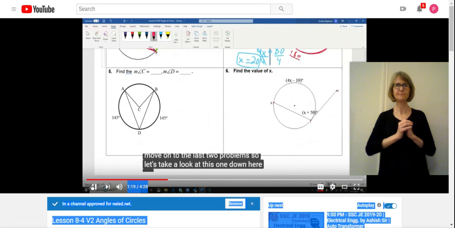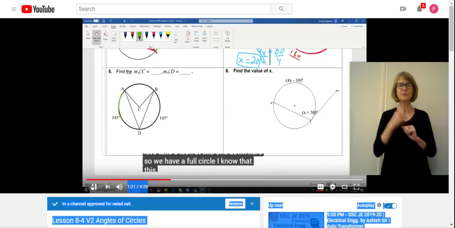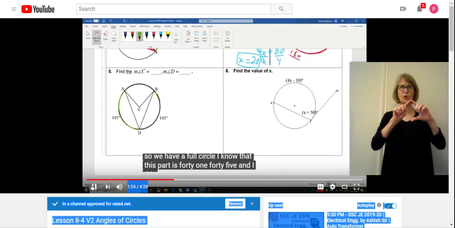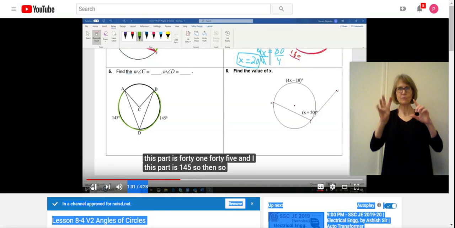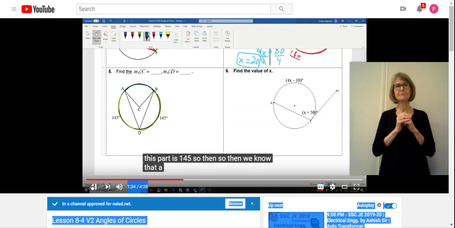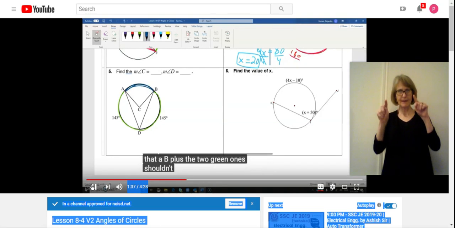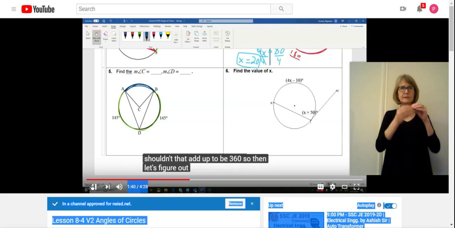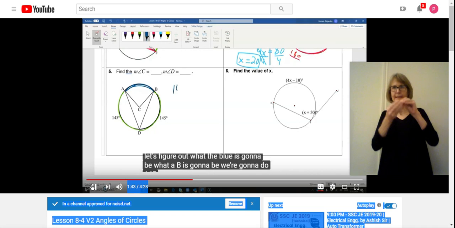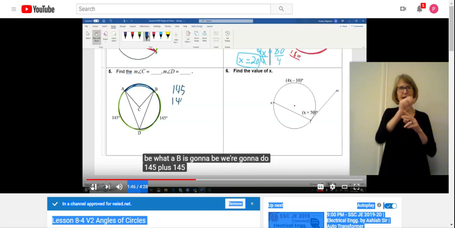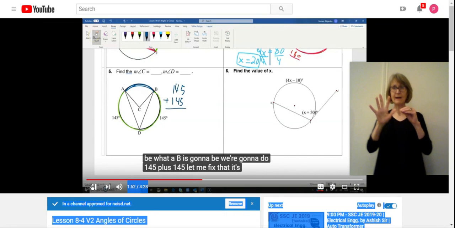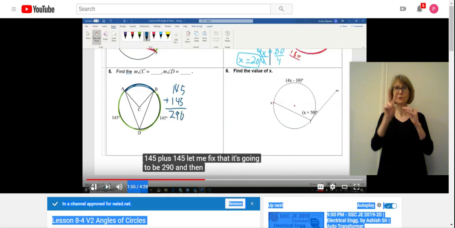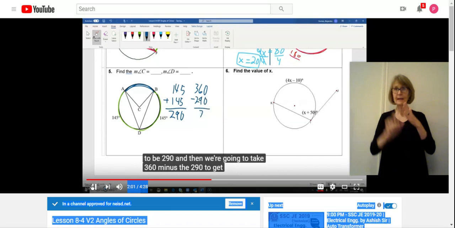So let's take a look at this one down here. So we have a full circle. I know that this part is 145, and I know that this part is 145. So then we know that AB plus the 2 green ones, shouldn't that add up to be 360? So then let's figure out what the blue is going to be, what AB is going to be. We're going to do 145 plus 145, which is going to be 290. And then we're going to take 360 minus the 290 to get 70.